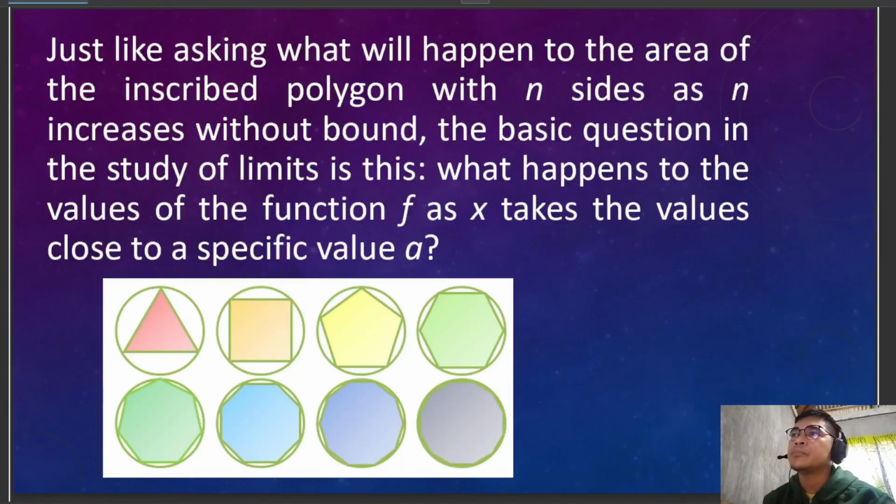Okay, this principle is just like asking, what happens to the area of an inscribed polygon? When we say inscribed polygon, inside a circle, as in this illustration, there is a polygon inside. So the inscribed polygon with n refers to the number of sides. As the number of sides increases without bound, without limit, the basic question in the study of limits is this: what happens to the values of the function f? So in relation to the inscribed polygon, when the number of sides increases without bound, what will happen?